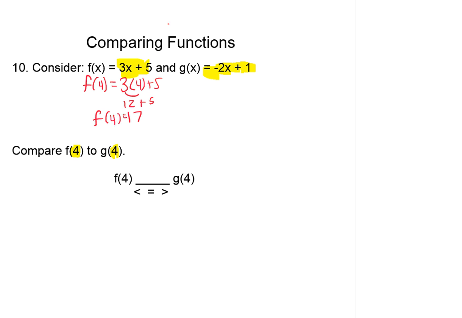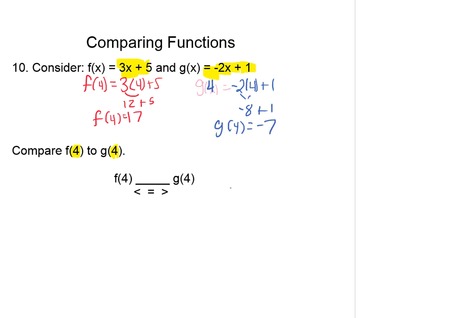Okay, now let's try g of x. We're going to plug in 4 into g of 4. So we get negative 2 times 4 plus 1. Negative 2 times 4 is negative 8 plus 1. So g of 4 equals negative 7.